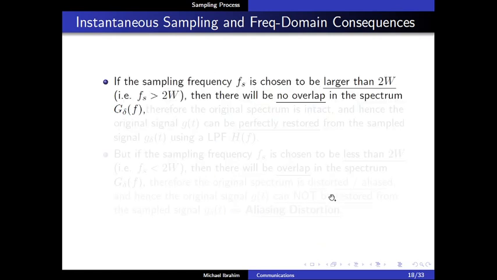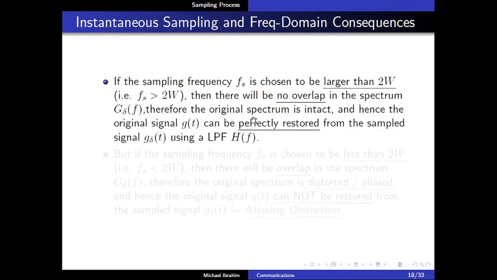This being said, we'll go back to the sampling process. As we have discussed previously, in order for the spectrum copies to be far apart and not overlap, the sampling frequency must be chosen to be larger than 2W, where W is the bandwidth of the signal. In this case, there will be no overlap in the spectrum of G delta of f. Therefore, the original spectrum is intact, i.e. there is no interference, and then G of t can be perfectly restored from the sampled signal.